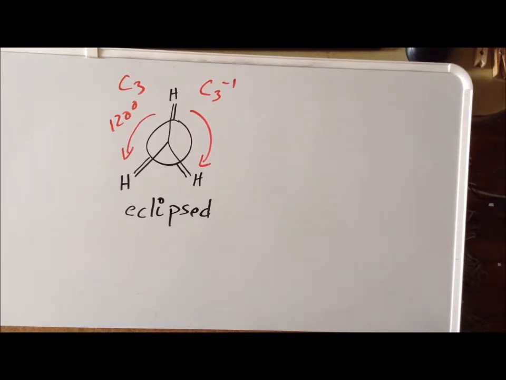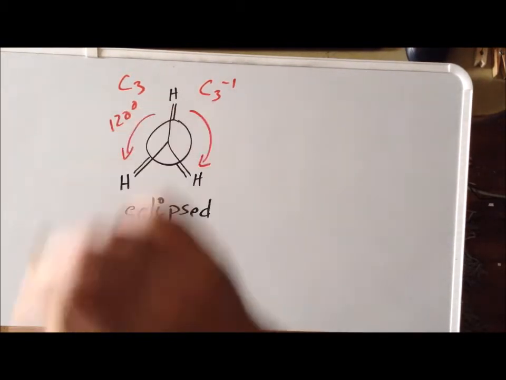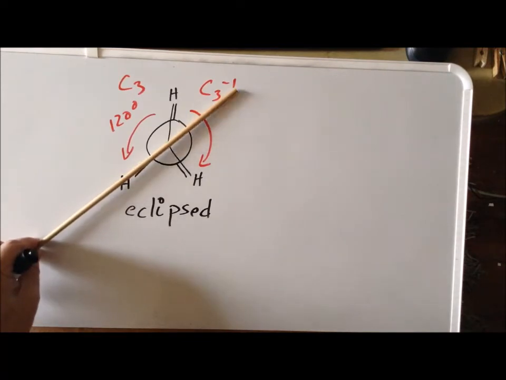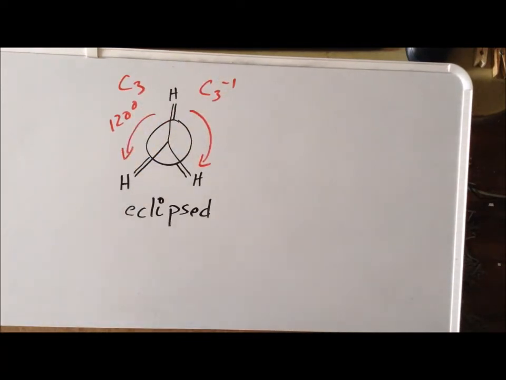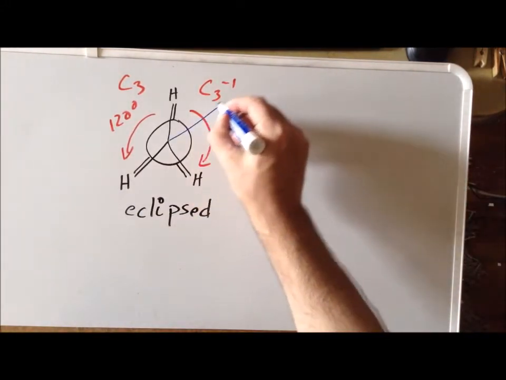Well, the one we want to look for is a C2 that is perpendicular to the highest order rotation axis. We notice the highest order rotation axis is along the dial here, so we might look for a C2, for example, along this line. So let's take a look at that along this particular axis and see what we get.